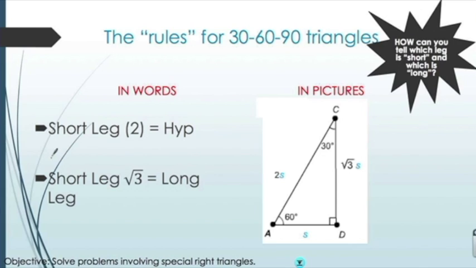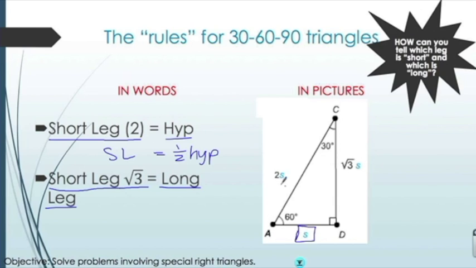So to sum all of that up, here are the rules. In words, your short leg times 2 is your hypotenuse, or you can think of it as half of your hypotenuse is your short leg. And then your short leg times the square root of 3 is going to give you your long leg. So this is what it looks like in the diagram. It all starts with S for the short leg. Your hypotenuse is 2 times the short leg, and your long leg is the square root of 3 times the short leg. So let's try some of those.